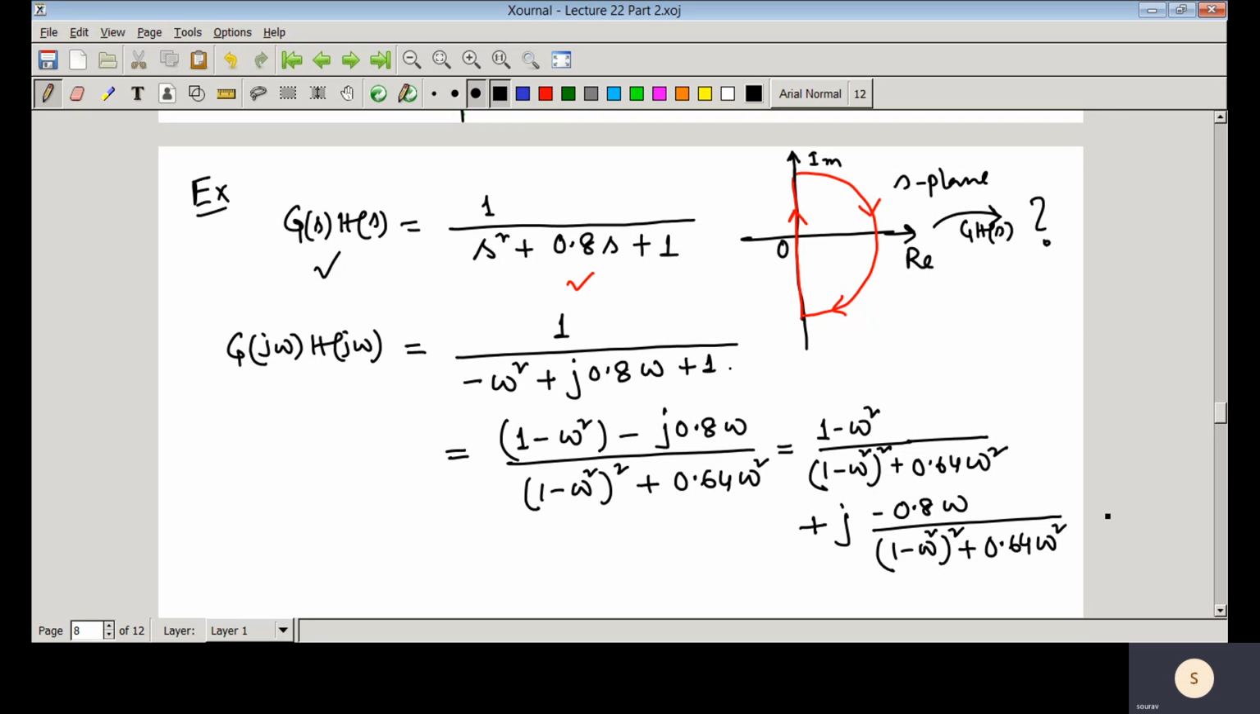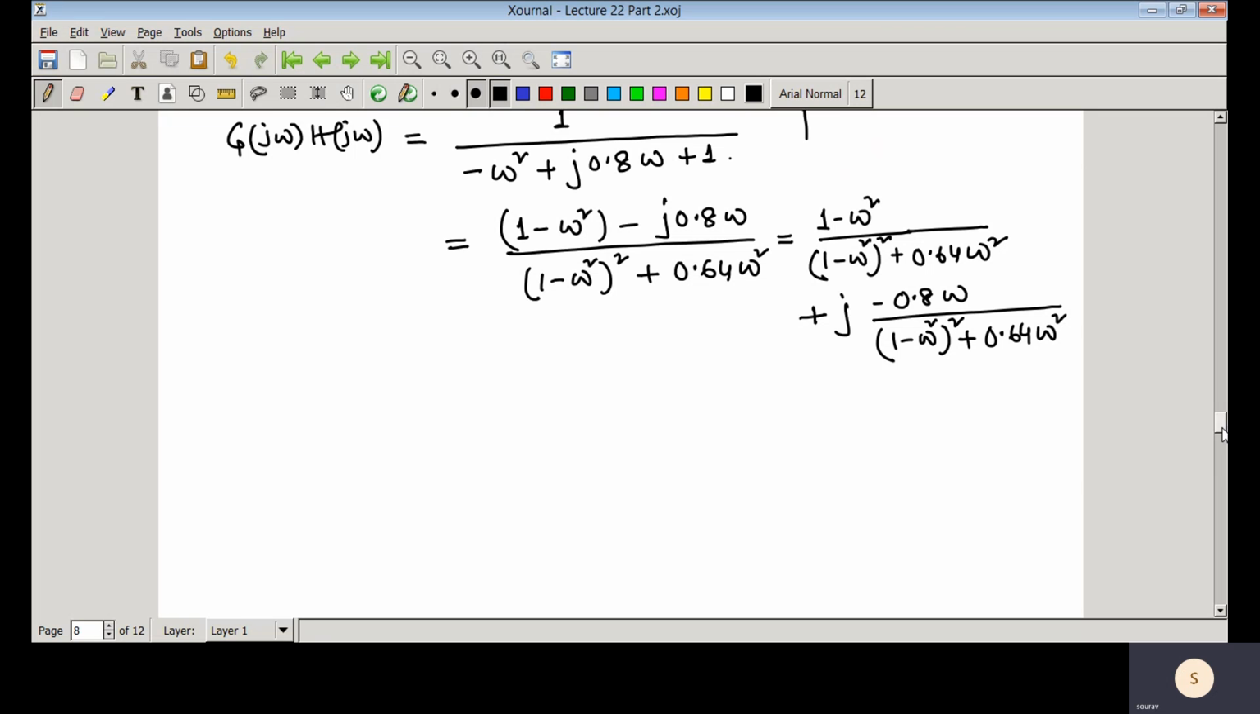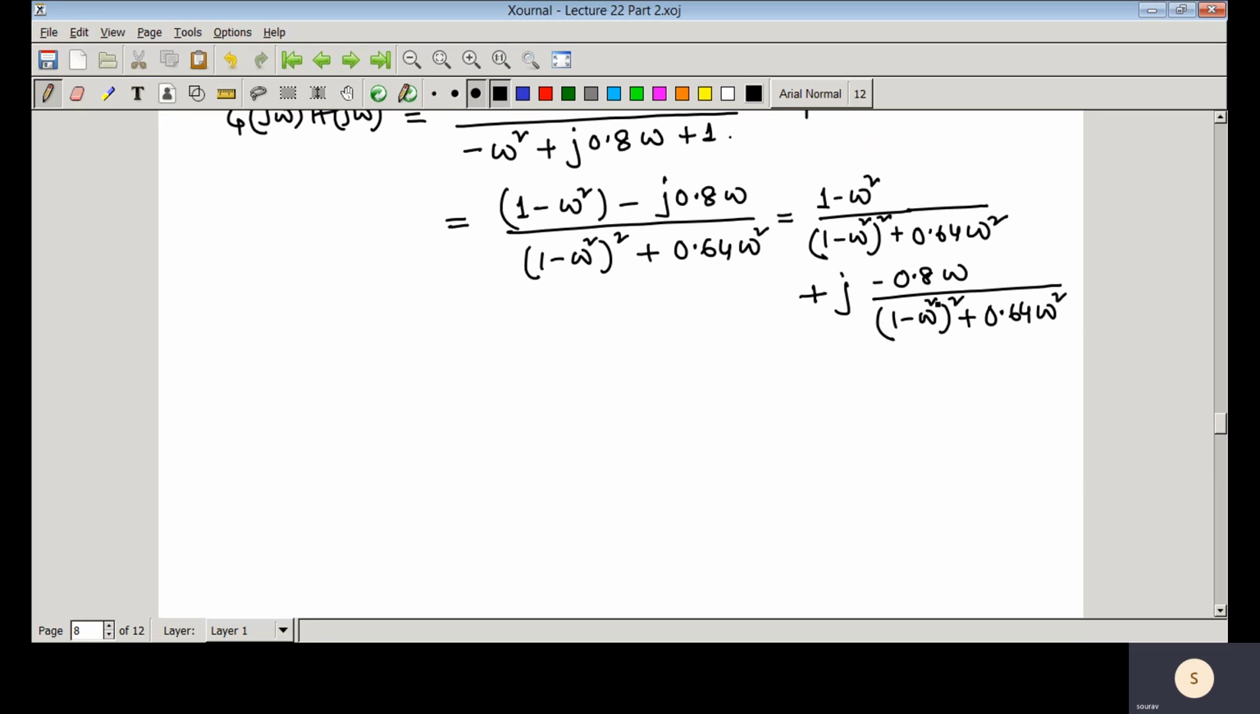Now from this particular expression we can see that when the real part would be equal to 0, this part would be equal to 0, and we can see here at omega equal to plus minus 1 rad per second that real part would be equal to 0, and for imaginary part when omega equal to 0 then it would be 0. So we'll be coming to that point again later.